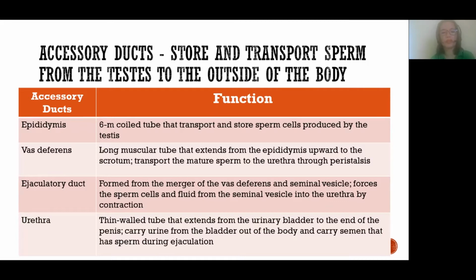So first, the epididymis is a 6-meter coiled tube that serves as the storage of sperm. And then, for the extension of the epididymis towards the urethra, it will travel in the vas deferens. And then the ejaculatory duct is the merger of the vas deferens and seminal vesicle. And the urethra is the one that extends from the urinary bladder to the end of the penis. It carries urine from the bladder out of the body and carries semen, that has sperm, during ejaculation. Okay, so these are the accessory ducts for transporting and storing sperm.